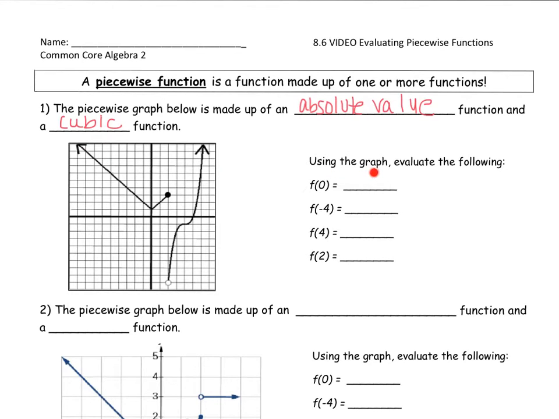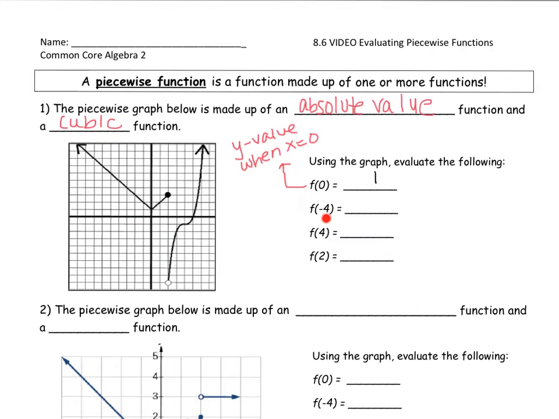So using the graph, let's evaluate each of the following pieces here. So f of 0, what does that mean? Well, you should be saying f of 0 is a y value when x equals 0. So what we're going to do is we're going to go on the x-axis and we're going to find x is 0 and we're going to look up to the graph. What's that value right there? 1. So that is what f of 0 is. So again, f of 0 is a y value when x is 0. So x is 0 here, shoot up to 1.